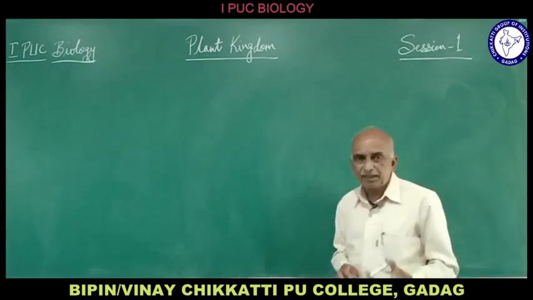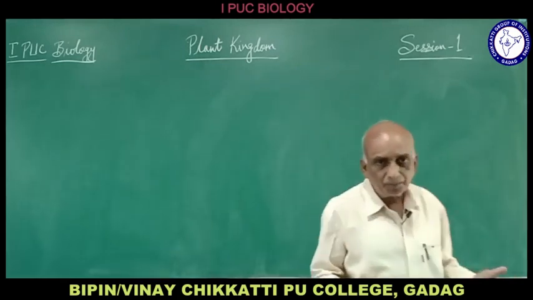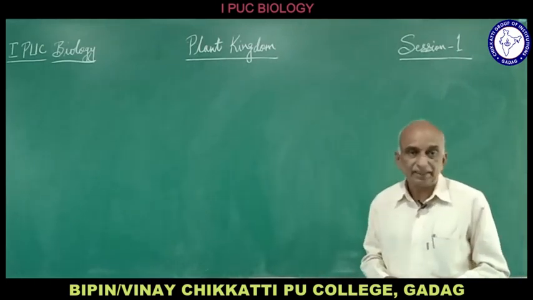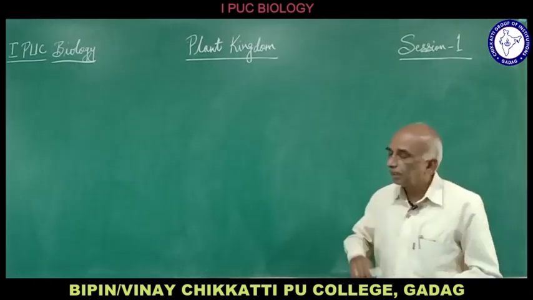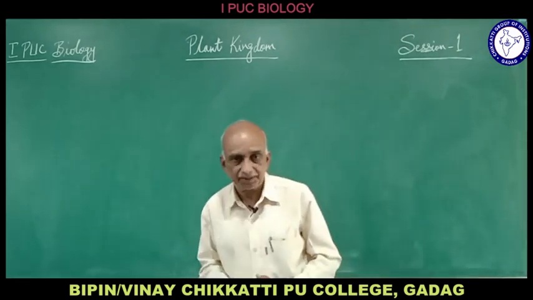However, later it was found that there were no true plants and animals, so that is why the number of kingdoms went on increasing. So now we are interested in the 5 kingdom classification.